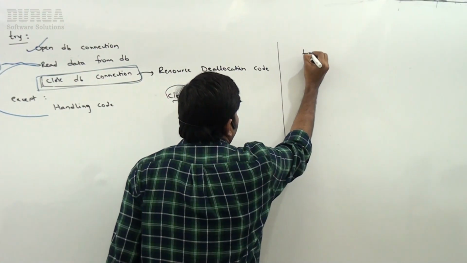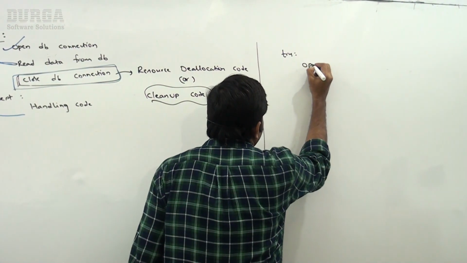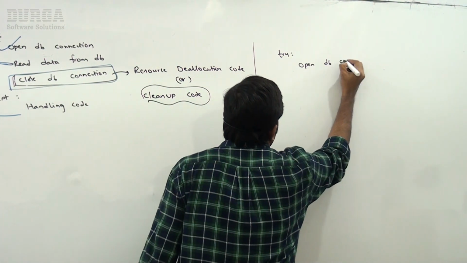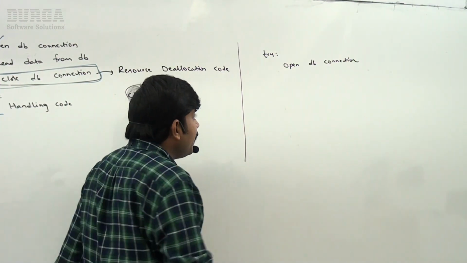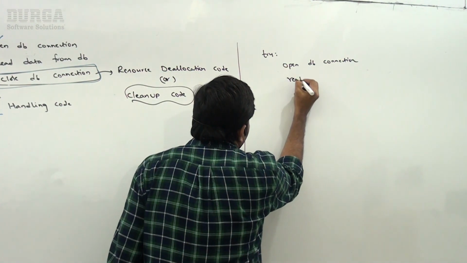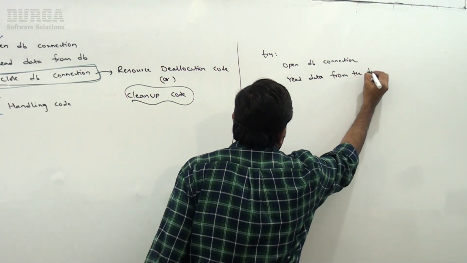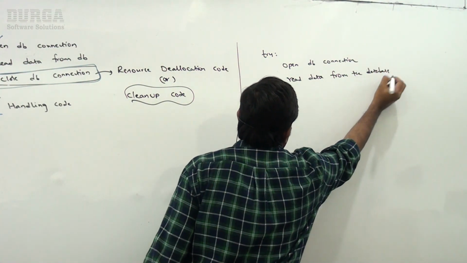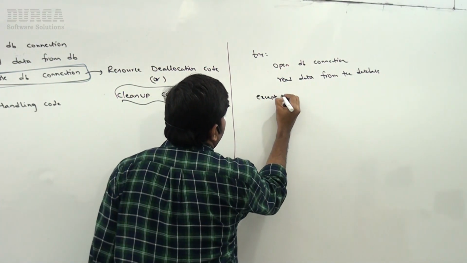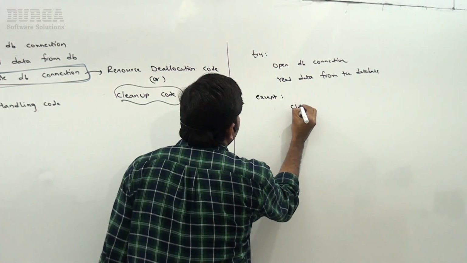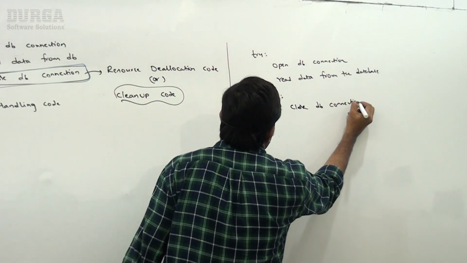Now observe the second scenario. Here I'm taking a try block: open DB connection, next read data from the database. Next, here I'm taking an except block: close DB connection. Except block, close DB connection.